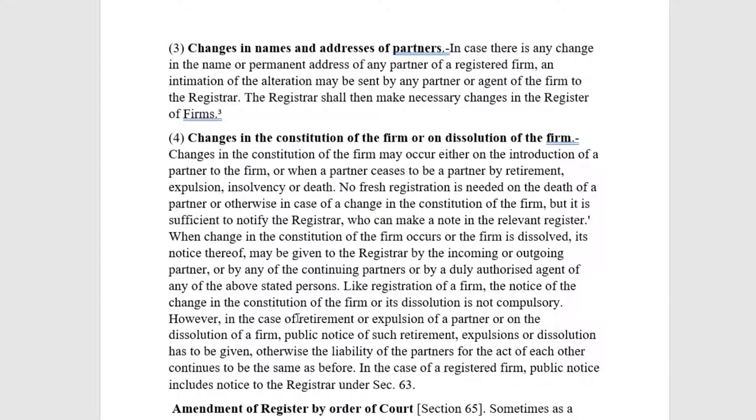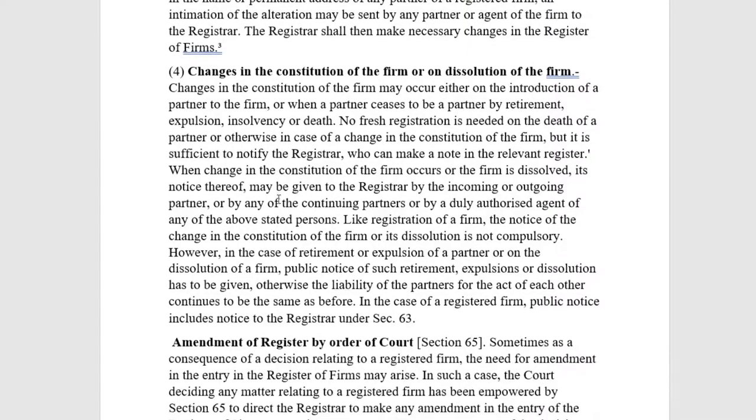It is a duty of the retiring partner as well as the partnership firm to give the public notice. It has to be intimated to the register of firms. Otherwise, the liability will continue with regard to the partner who retires without giving the public notice. And if it is not intimated by the partnership firm also, the liability will continue. So these are all the things which have to be written in our answer.